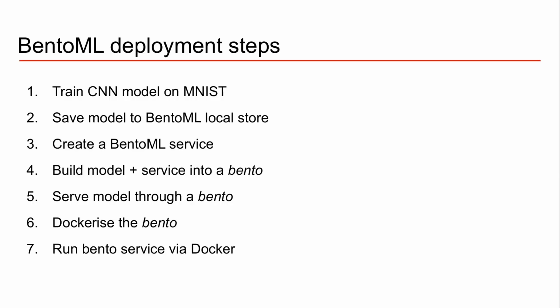Here you have all the different steps that we'll be following in order to deploy a machine learning model with BentoML. First of all, we'll be training a sample model, a ConvNet, trained on the MNIST dataset. Then we're going to save the model to the BentoML local store and create a BentoML service through which we can serve the model. Then we're going to create a bento, building both the model and the service into a single unit of deployment called a bento. Then we're going to serve the model through the bento that we've just created. Then we're going to containerize the bento we've created and then run the bento service via Docker.